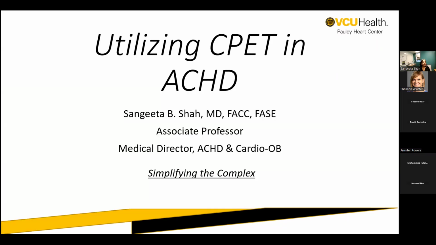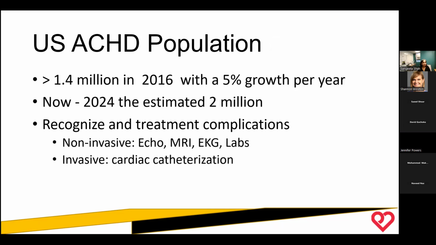So just like I said, we're going to be simplifying the complex is what I hope to do today. In the US, the adult congenital population in 2016, the literature says was about 1.4 million. And there's a growth of this population of about 5% per year. So if we were to look in the United States currently, there's 2 million patients. And the reason that I highlight that, not for my job security, but also to highlight that everyone is going to be involved in these patients' care and will be exposed to these patients. So a little bit of knowledge will really help for the care of these patients.